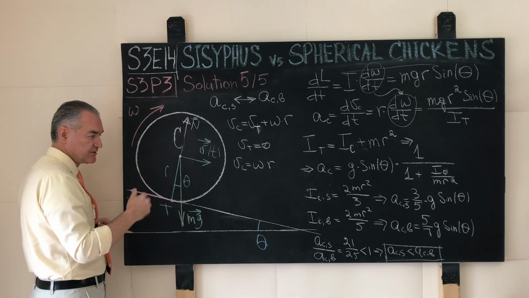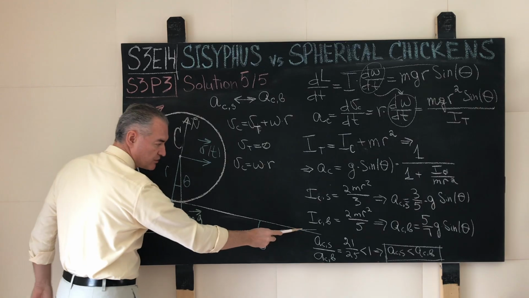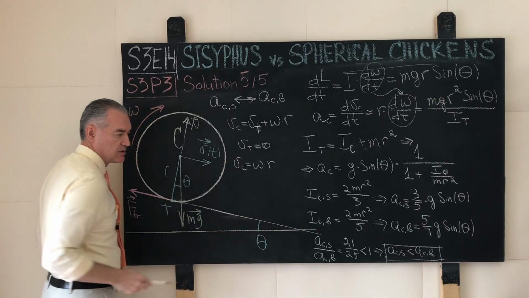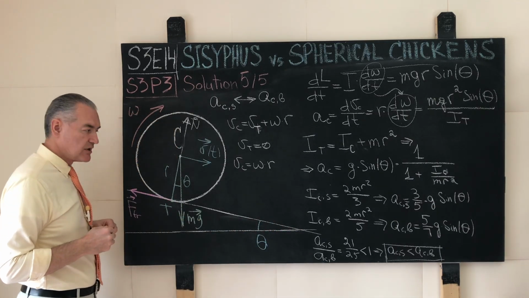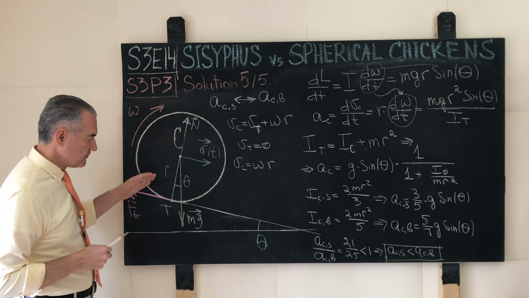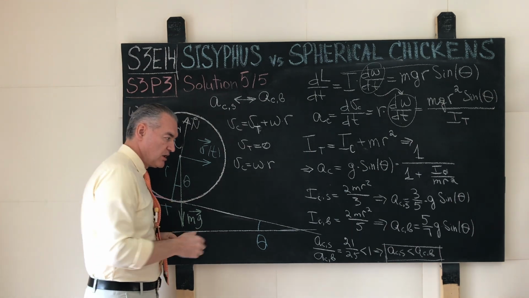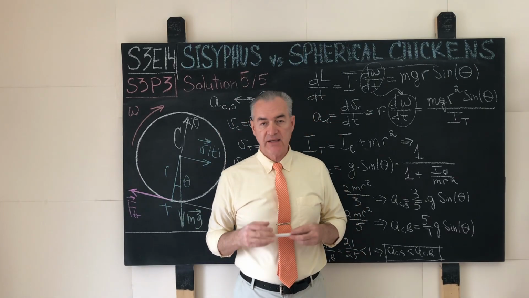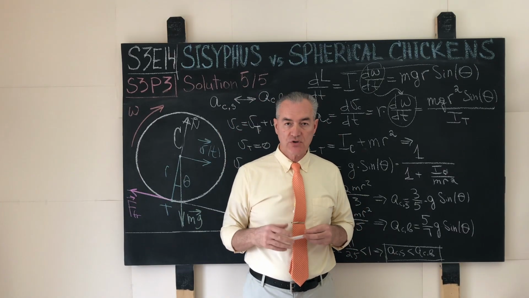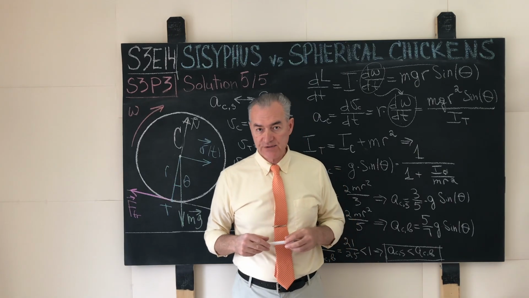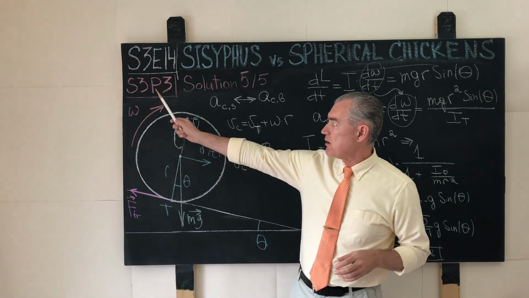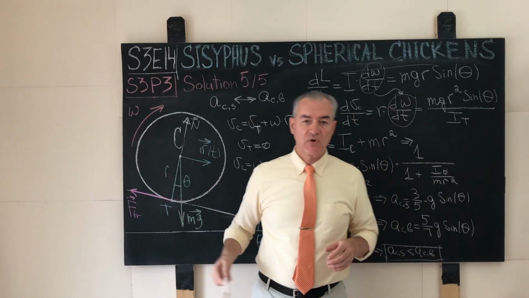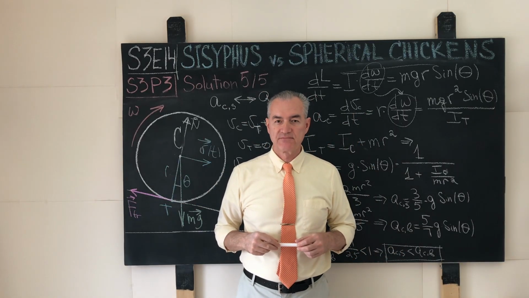So in a sense, it will accelerate faster and get to the bottom of the inclined plane ahead of a sphere. And that is how these two objects can be discriminated one against the other with absolute certainty and correctly. Now, this is it for the physics problem S3P3, and we will move on to a new challenge next.